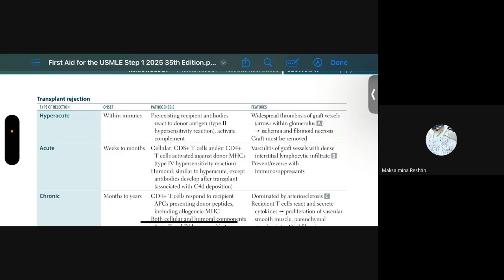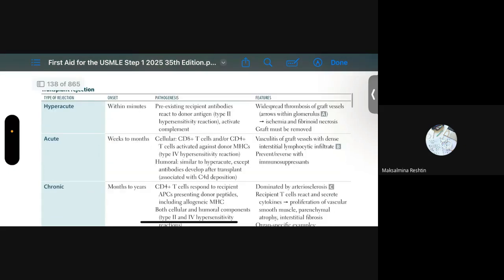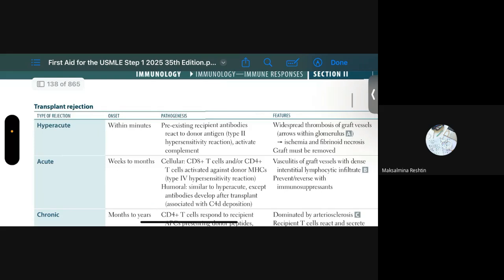We have a lot of types of transplant rejection, which include hyperacute, acute, chronic, and graft versus host disease, right? How do we differentiate whether it's hyperacute, acute, chronic, or graft versus host disease?